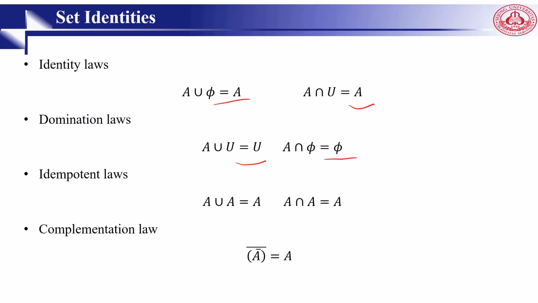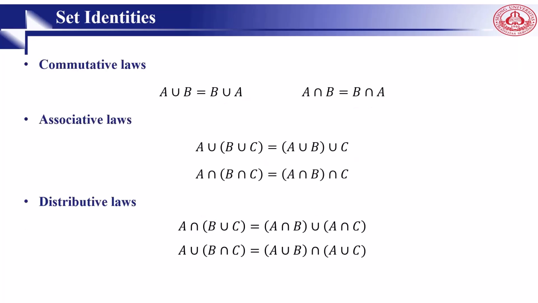Nothing. Then we have the idempotent law. A union A is always A, and A intersection A is also A. The complementation law says the complement of the complement of A is A. Then we have the commutative law. It says A union B is equal to B union A. It doesn't matter if you change the order, and the same thing applies for intersection. A intersection B equals B intersection A.